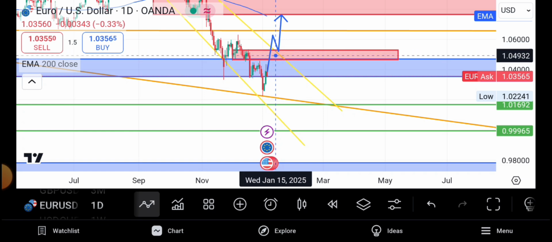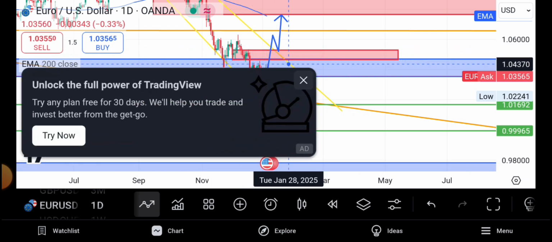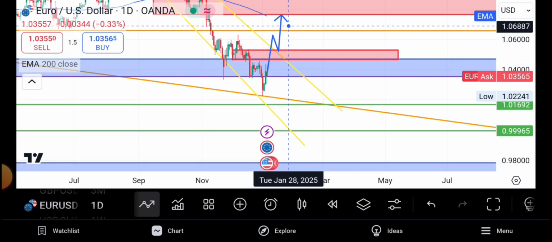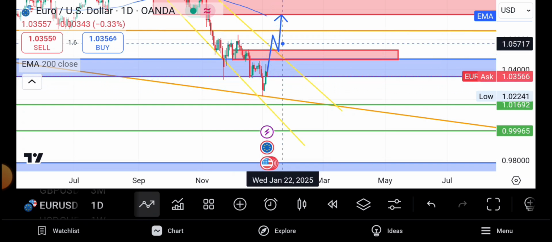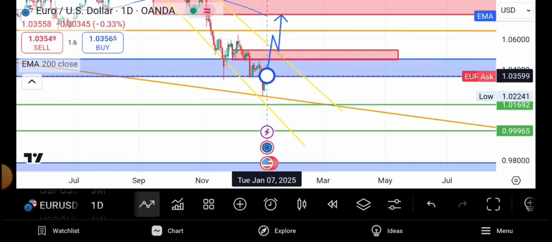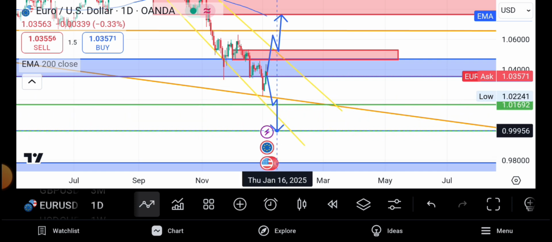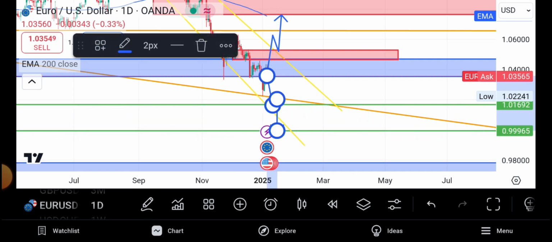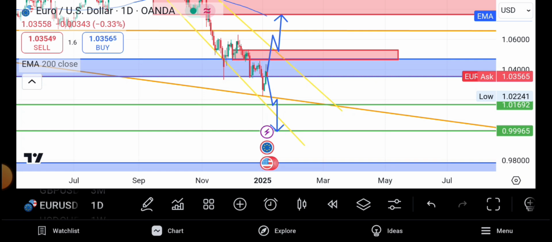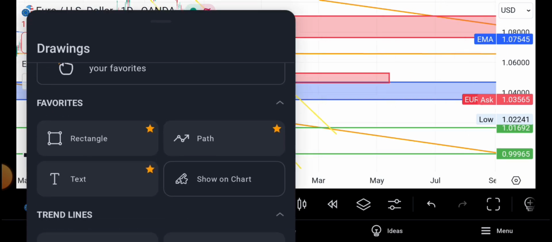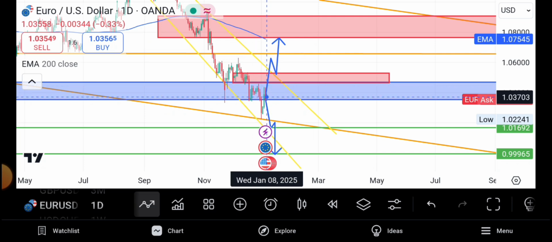Scenario number two is, if you're going to sell this pair, you have to wait for this trend line to be broken and then retested. Now we are going to enter from that point. So that's what I'm seeing in Euro USD. Or another scenario is the price action might decide to form a ranging zone here, before it breaks downward or before it breaks upward.